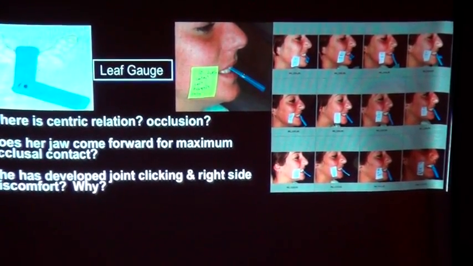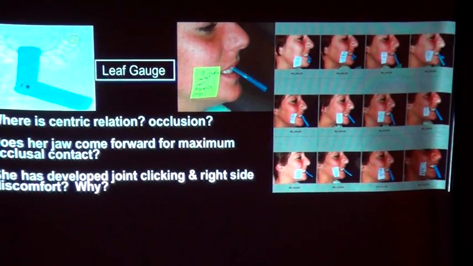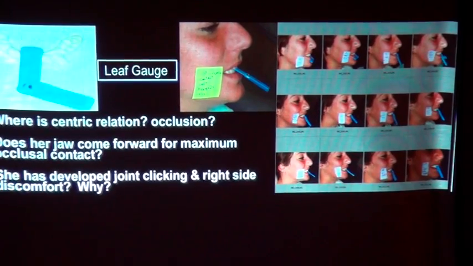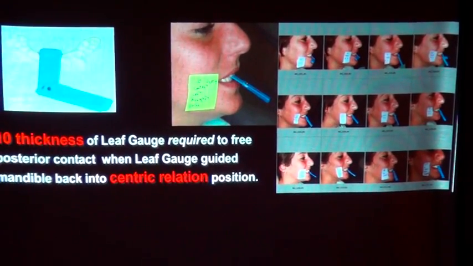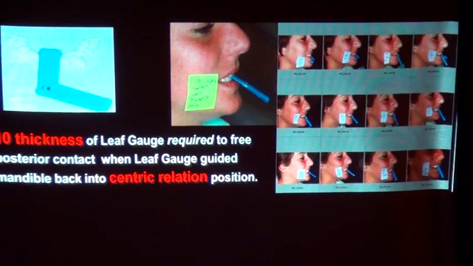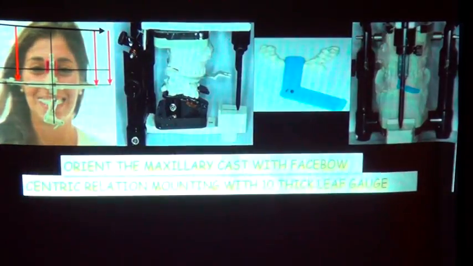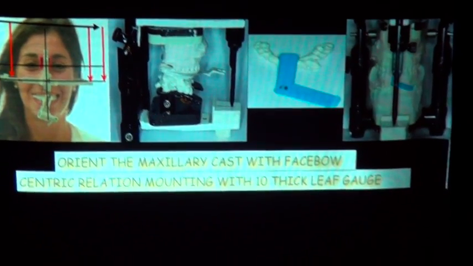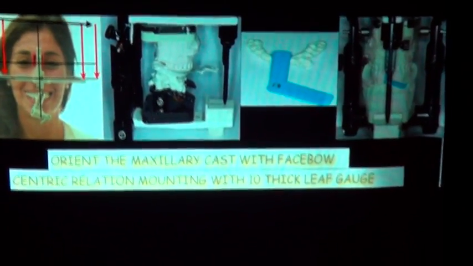You would think she would slide back and be discluded, but she would bang into some cusp. And it took 10 thicknesses of the leaf gauge to slide her back into a centric relation position so that she made no contact on her posterior teeth. Now, that doesn't sound very exciting to talk about, all this occlusion, I suppose, but on the other hand, you do want to think about this.